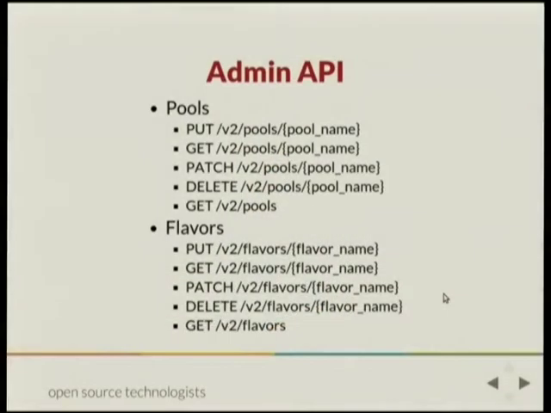And admin API. So for admin API, there are two endpoints. The first one is pools. Like I mentioned, for pool, you can easily get horizontal scalability. So you can create many pools, and you can give a weight for each pool. There is a simple algorithm to schedule the request for the queue to the right pool.